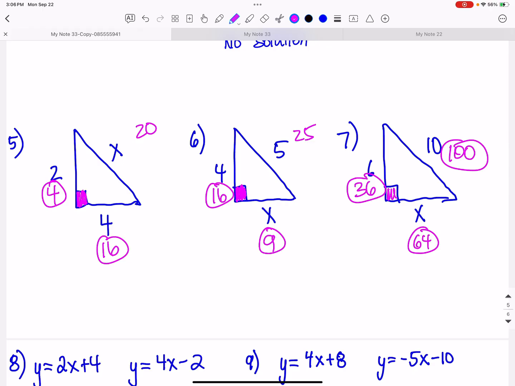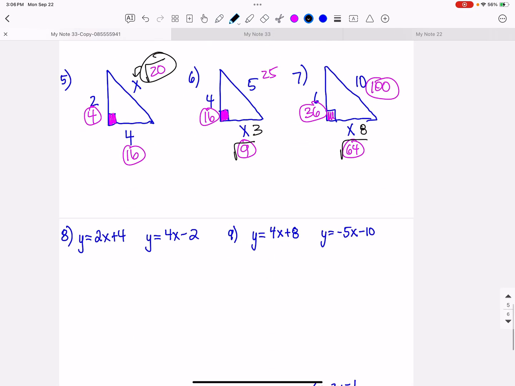Now, the pink numbers are not the answers. You have to go through and take the square root of that to turn it back into the black number. The square root of 9, the square root of 64. Now, the square root of 64 is 8. The square root of 9 is 3. The square root of 20 is, I don't know. I'm just going to leave it the square root of 20 because I don't really know it. And we'll talk about that one later.